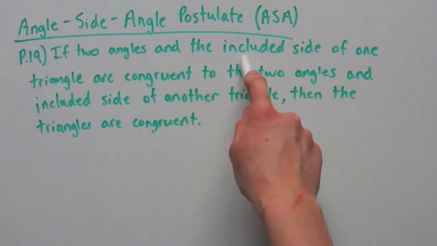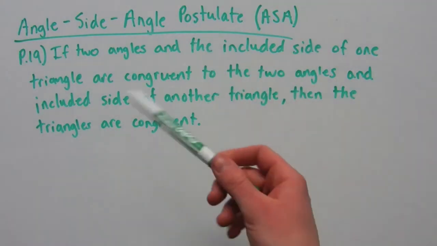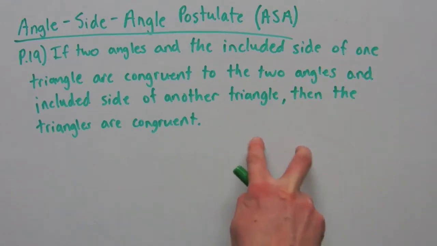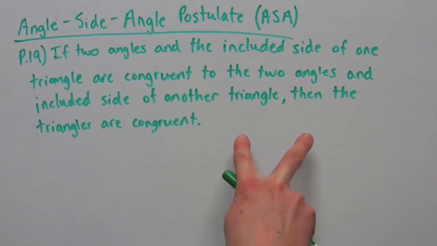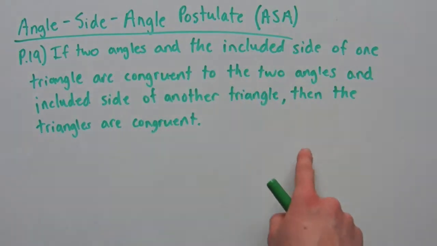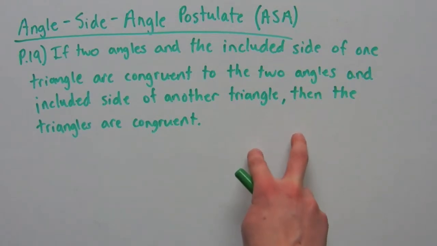This is very similar to the last postulate we went over, side-angle-side. Side-angle-side dealt with an included angle, and that included angle had to be between two sides. For this postulate, the angle-side-angle, the included side is between the two angles. Let's take a look at this.